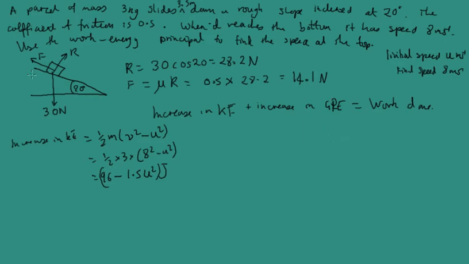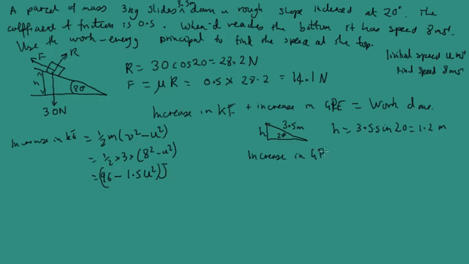So let's think about the height it was at the beginning. What's this height here? If we think about the height, and this is 20 degrees, and the length of the slope that it goes down is 3.5 meters, so h must be 3.5 times the sine of 20, which gives us 1.2 meters.